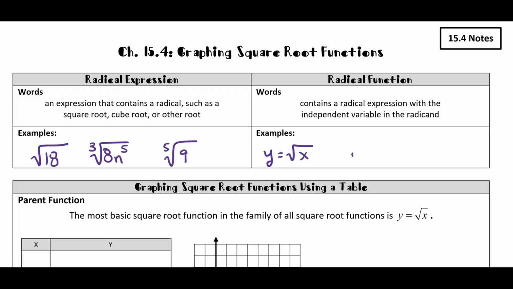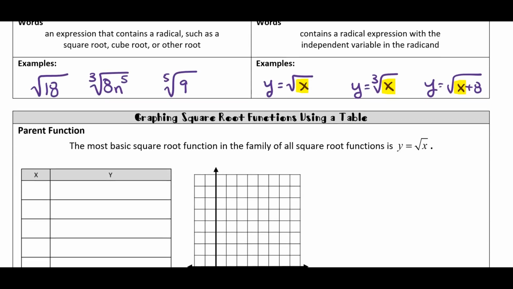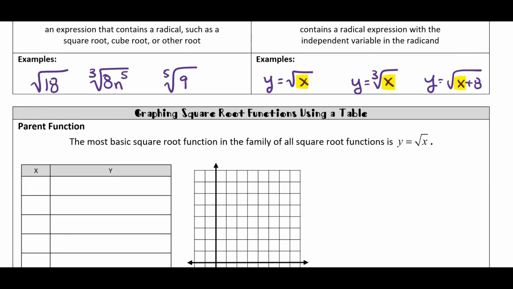You could also do the cube root of x, or maybe even the square root of x plus 8. All three of these are radical functions because the independent variable, the x, is underneath the radicand. So the only radical function we're going to work with today is the square root function, and we're going to work at graphing these. We saved cube roots and other roots for Algebra 2.